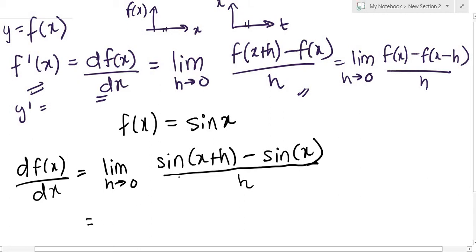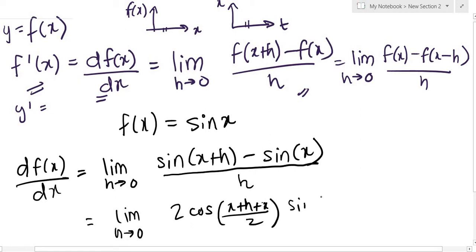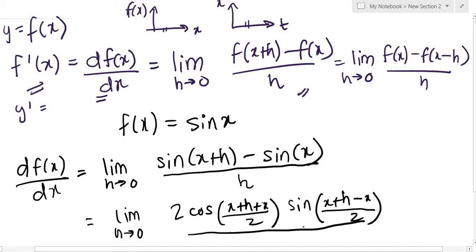And now we can use some trigonometric identities on the top. So this will be 2 cosine of x plus h plus x all over 2 times the sine of this angle minus this angle, so x plus h minus x all over 2, all over h.